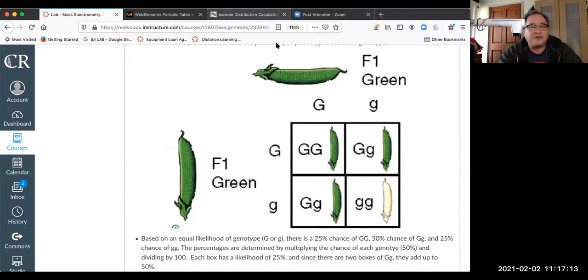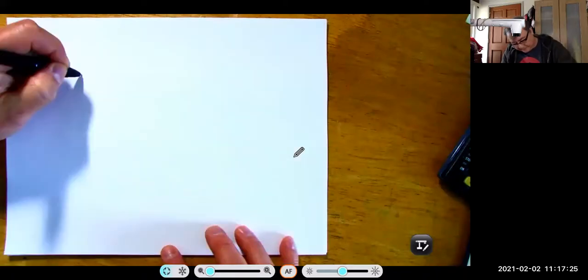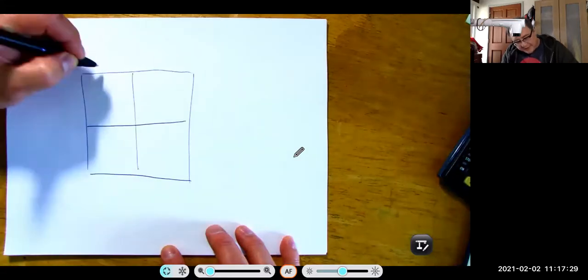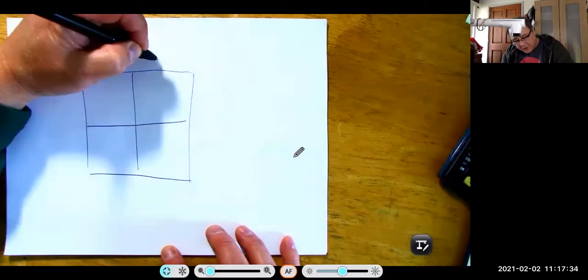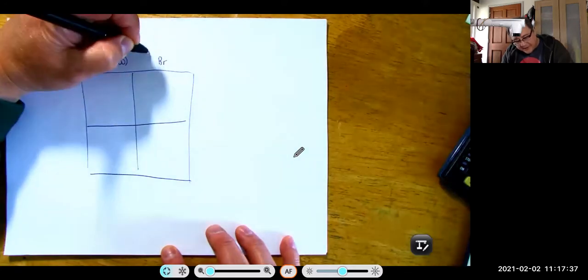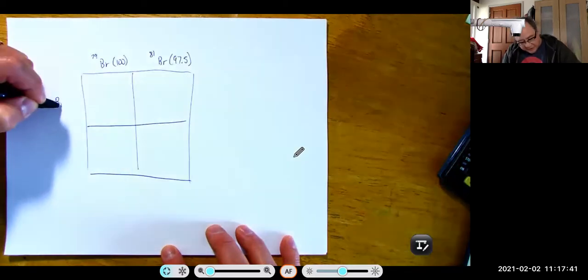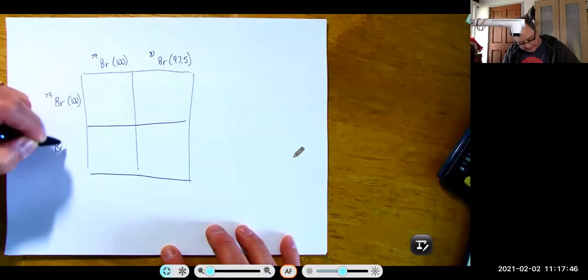So I'm going to go to a different chair here, and I'm going to draw Tony's square. Okay, here's Tony's square. This is bromine 79 with an intensity of 100. This is bromine 81 with an intensity of 97.5. And I'm going to do the same over here, just like a Punnett square. Only this is Tony's square.